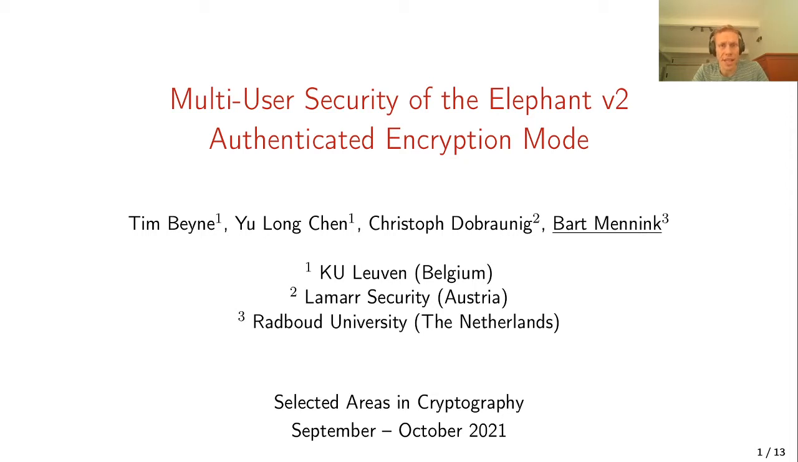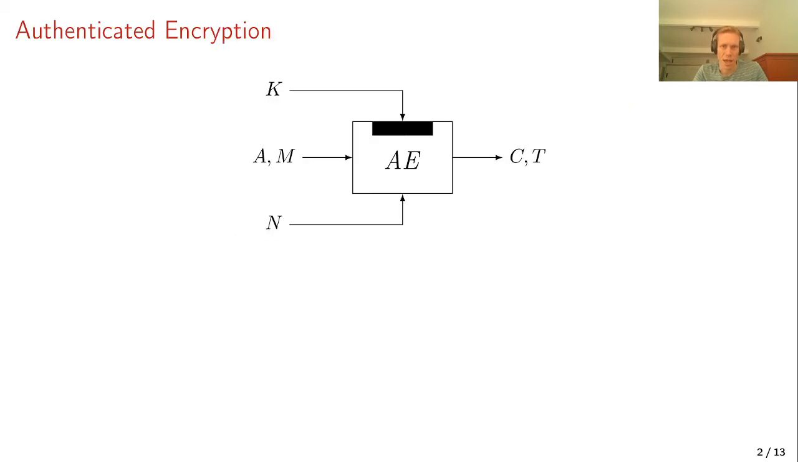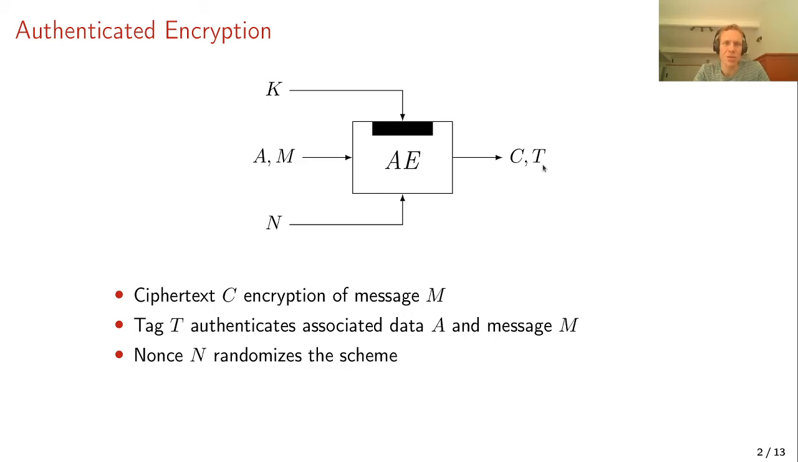The work is about authenticated encryption, and let me start by recapping the basic idea. Authenticated encryption is nothing more than a mathematical function technically. It's a function that gets as input a key, associated data A and a message M, and in addition it gets a nonce, and it outputs a ciphertext and a tag. Its goal is to use the secret key to encrypt the message M to obtain the ciphertext, and the goal of the tag is to authenticate the associated data and the message. And the main goal of the nonce here is to randomize the scheme.